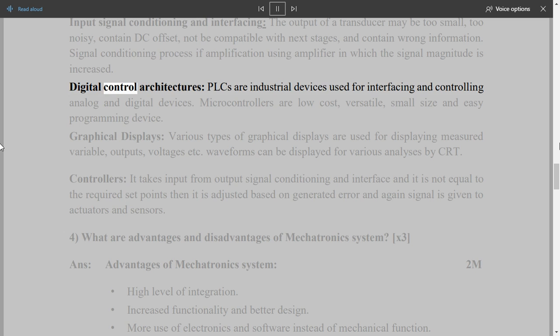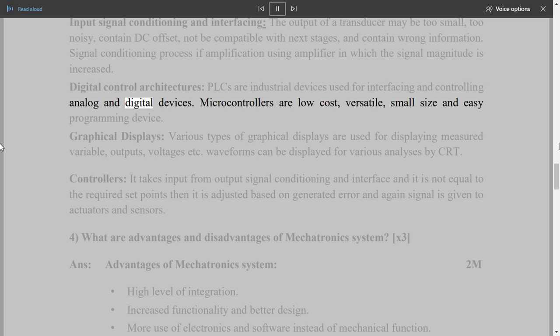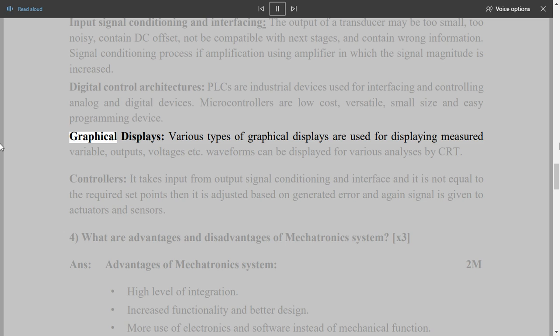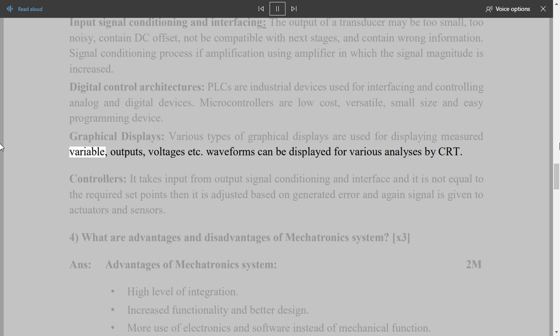Digital control architectures: PLCs are industrial devices used for interfacing and controlling analog and digital devices. Microcontrollers are low-cost, versatile, small-size and easily programmed devices. Graphical displays: various types of graphical displays are used for displaying measured variables, outputs, voltages, etc. Waveforms can be displayed for various analyses by CRT.